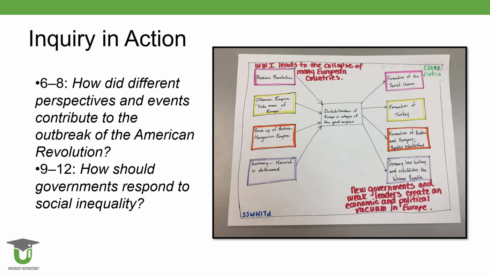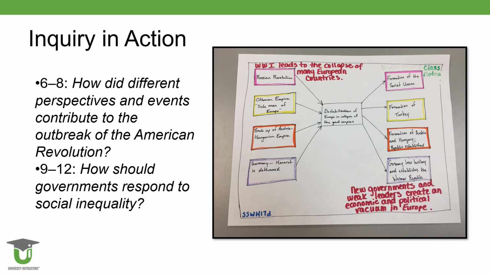For example, in middle school grades, students might explore: how did different perspectives and events contribute to the outbreak of the American Revolution? This encourages them to consider multiple causes, analyze perspectives, and use evidence to develop their own conclusions.